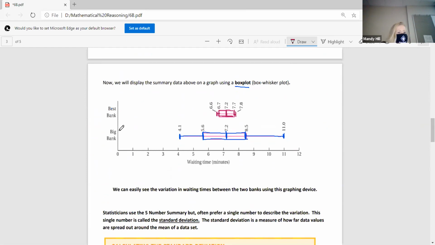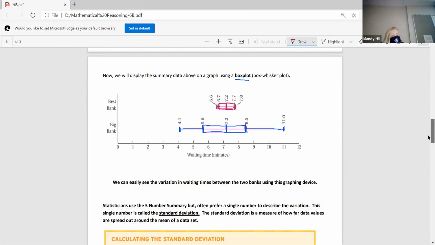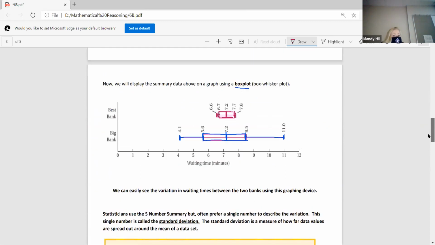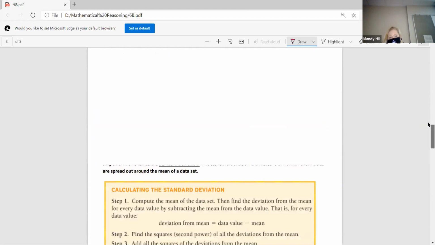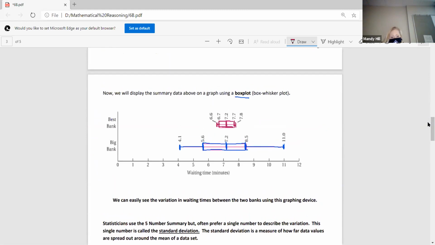And we just did big banks. We're fixing to talk about best banks. I don't think we're going to do it today because we wouldn't even have time to write all that down. What do you think about best bank? So big bank, look, their data is really spread far apart, right? Best bank, do you think the standard deviation is going to be bigger or smaller? Their data is a whole lot more compact.